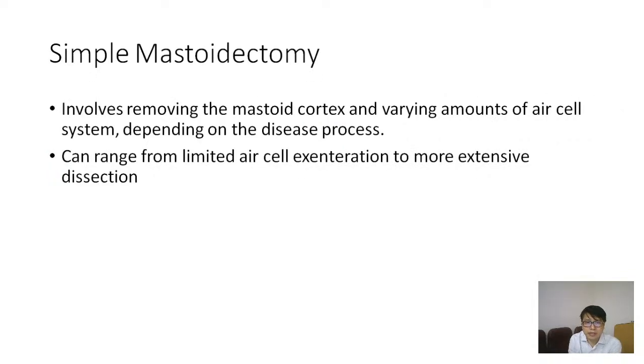Simple mastoidectomy just means that we remove the mastoid cortex and we remove the mastoid air cell systems, depending upon the disease involved. So it can range from limited air cell exenteration to a more extensive clearance of the mastoid air cell system.